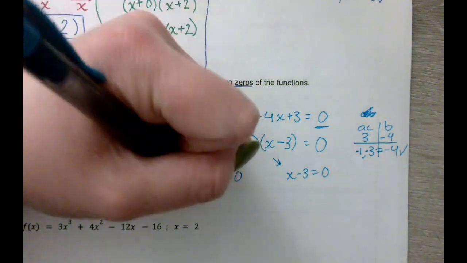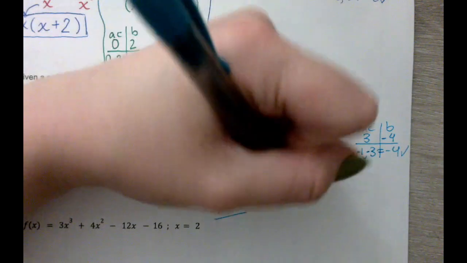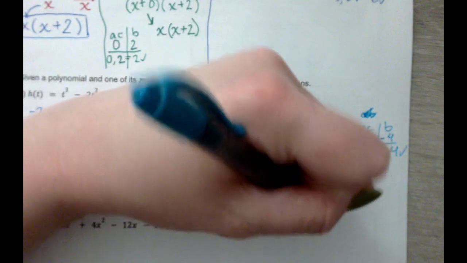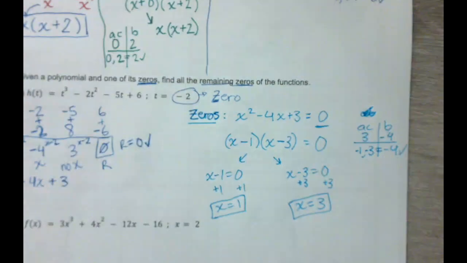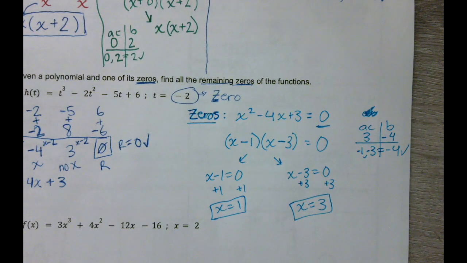And then you just solve them. So add 1, x is 1. Add 3, x is 3. So those are the remaining zeros of the function, 1 and 3.